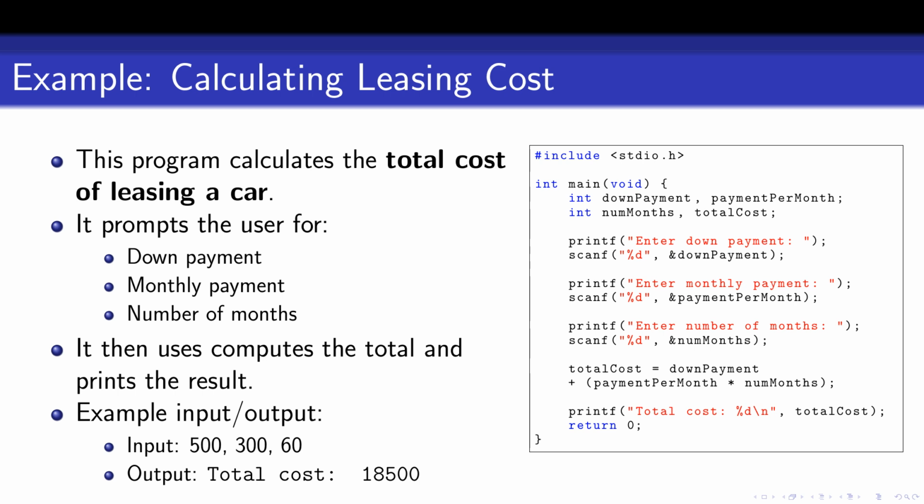Total cost equals down payment plus open parenthesis payment per month times num months closed parenthesis. This one line uses an expression to combine user-provided values into a final result. After calculating, the program prints the total cost. This example shows how expressions allow your program to do real work, turning input into output through mathematical logic.